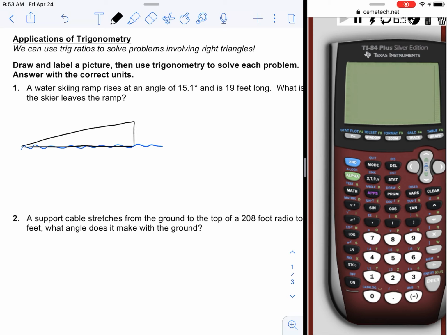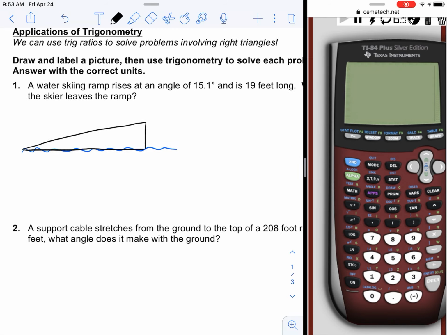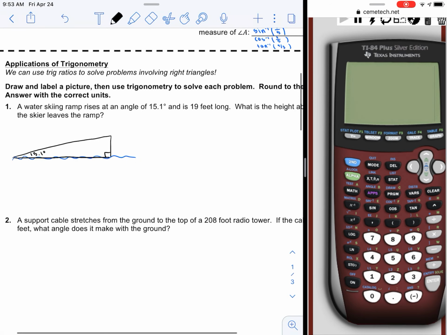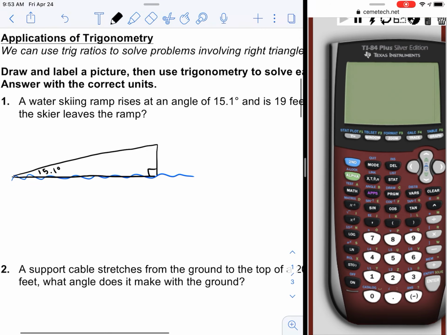And we are told in our description here that it's rising at an angle of 15.1 degrees. So that's talking about this angle right here. And obviously, these are right triangle problems, so we do need to have a right angle in there somewhere. Now, it's saying that the ramp itself is 19 feet long. So just think about which of these 3 sides of the triangle represents the actual length of the ramp. Well, that's this part right here.